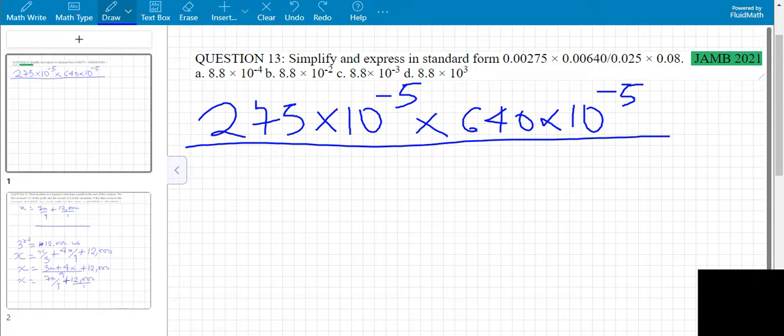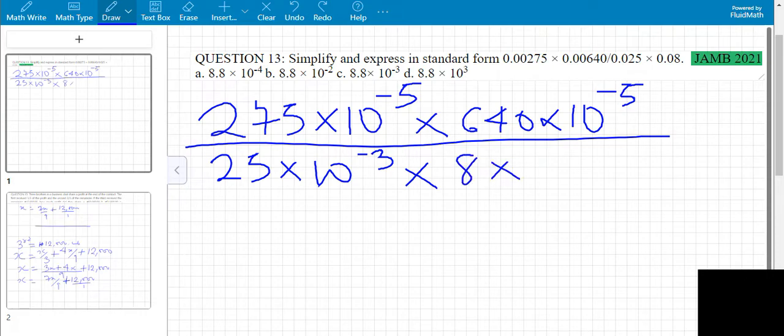0.025 will give us 1, 2, and 3. So that will give us 25 times 10 raised to power minus 3, times 0.08, which will give us 1 and 2. So that will give us 8 times 10 raised to power minus 2. Very good. So we have expressed everything in standard form now.